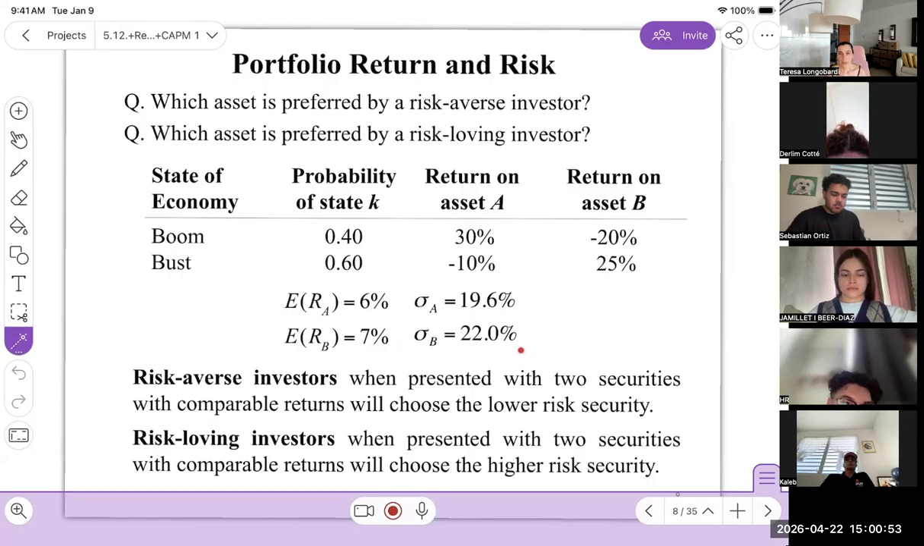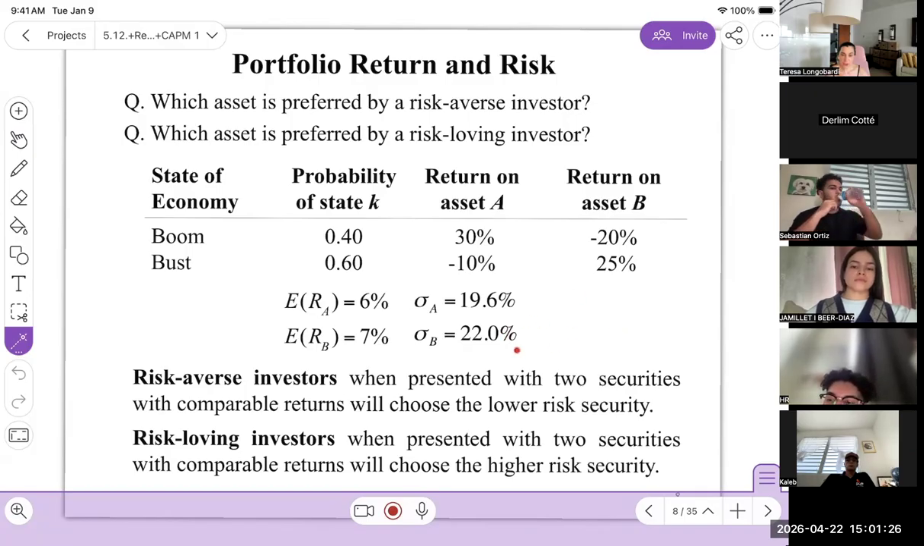Okay, so now what I want to do is decide which one I should hold. There's a trade-off here. If I ask you which one you would buy, A or B, if you had the capital to buy it, the answer is it depends. It depends what kind of investor you are. If you're risk averse, and most people are, when presented with two securities with comparable returns, you'll choose the one with the lower risk. So in that case, if you're risk averse, you'd go with A.